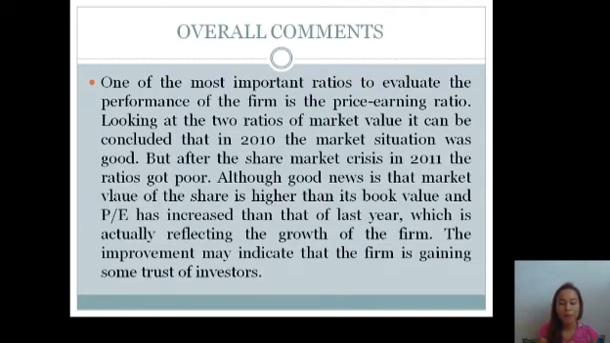So overall, one of the most important ratios to evaluate the performance of the firm is the price-earning ratio. Looking at the two ratios of market value, it can be concluded that in 2010, the market situation was good. But after the share market crisis in 2011, the ratios got poor. Although, the good news is that the market value of the share is higher than its book value and PE has increased from last year, which actually reflects the growth of the firm. The improvement may indicate that the firm is gaining some trust of the investors. So that's all.